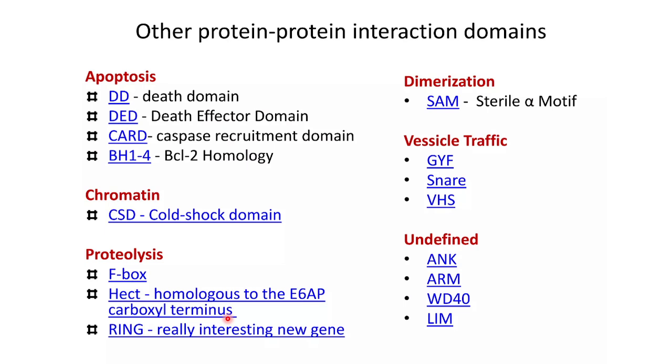For apoptosis, there are protein-protein interaction domains that are involved. For apoptosis, you have the DD domain, that's the death domain. You have the CARD, BH14. For dimerization, you have the SAM, that's the sterile alpha motif. For vesicle traffic, you have the GYF, SNARE, VHS. For chromatin, you have the CSD, cold shock domain. Most of them you might not be aware of, but it's not very important to remember. You just need to know that there are certain protein-protein interactions that are important for proteolysis, chromatin formation, apoptosis, dimerization, vesicle trafficking, and so on.